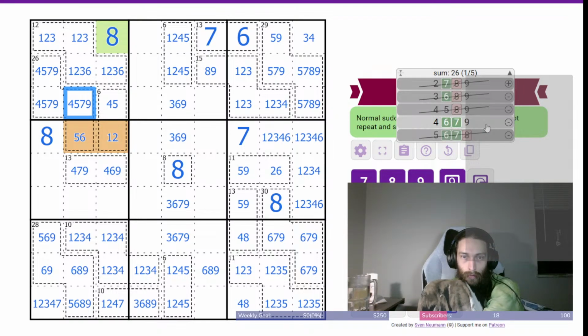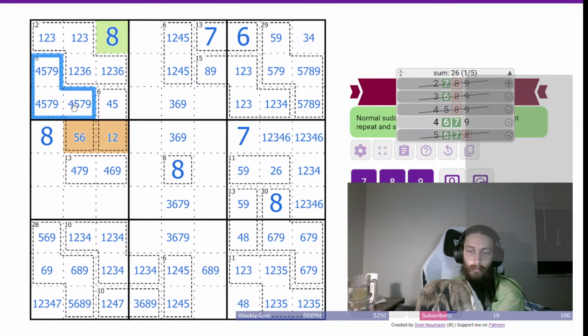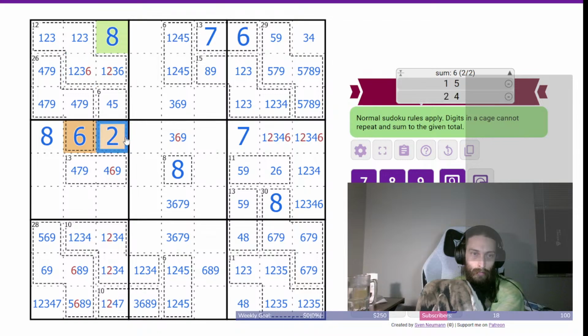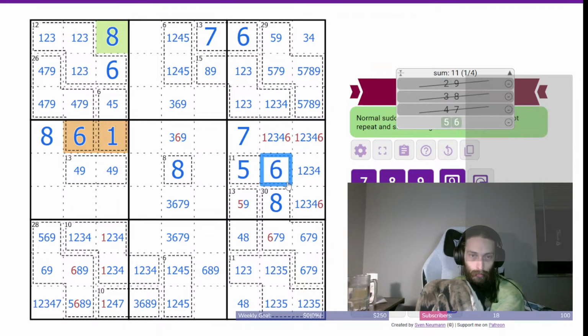The only place to put the 6 in that 26 cage is on the outside. That's true. So that's now 6 and 2. And 5 comes out, yeah. No, 6 and 1, because this 6 is and 1. 7. And 1 and 4, 5, 9, 6. 5, 6.